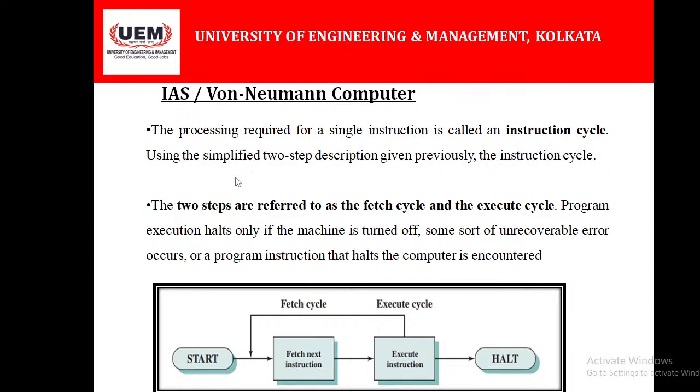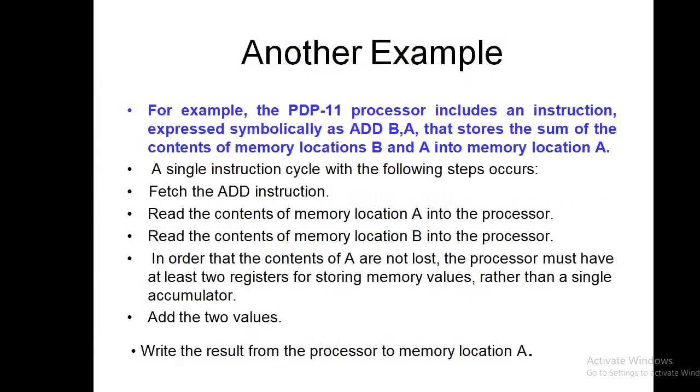So what are the steps that are there? For the simple case, two steps are referred to: the first is the fetch step, the second is the execute. So if it is the start of the process, then fetch the next instruction and then execute the instruction, until it ends. This process is repeated, okay, one after another. So this is the way we can define the fetch execute cycle of the Von-Neumann architecture.